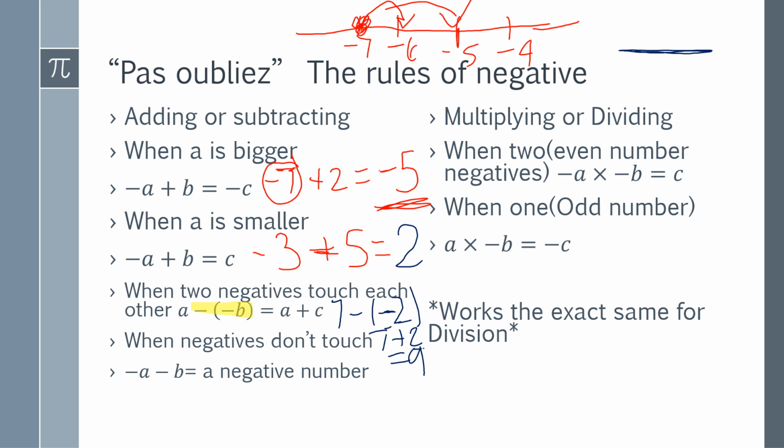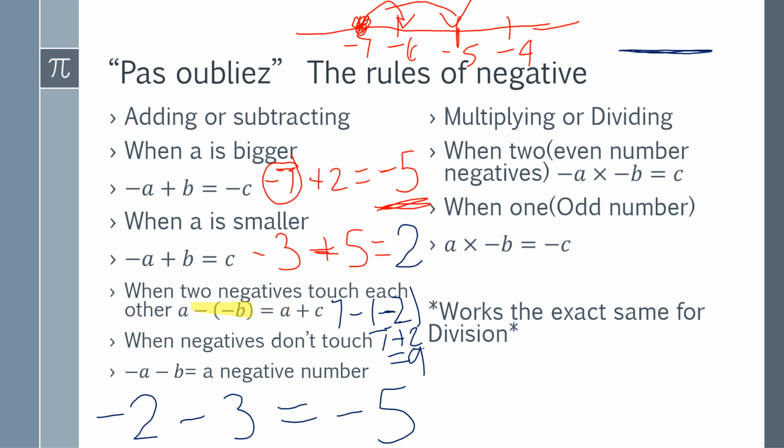Alright, so let's get back to it. When negatives don't touch each other, say if I got negative 2 minus 3, guess what? That's a negative 5.